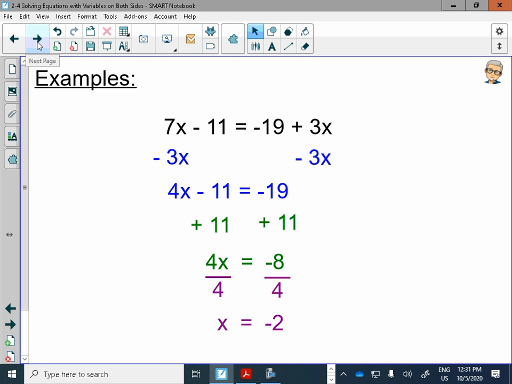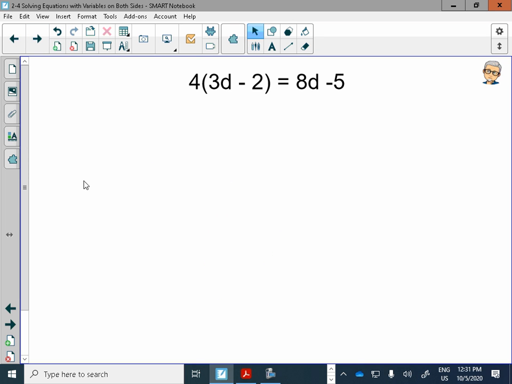Let's try it again. Here we have 4 times the difference of 3d minus 2 is equal to 8d minus 5. Well, in this case, we do have parentheses that we're going to open up. So we're going to use the distributive property, and we're going to multiply both terms inside the parentheses by a positive 4. When we do this, we're left with 12d minus 8 is equal to 8d minus 5.